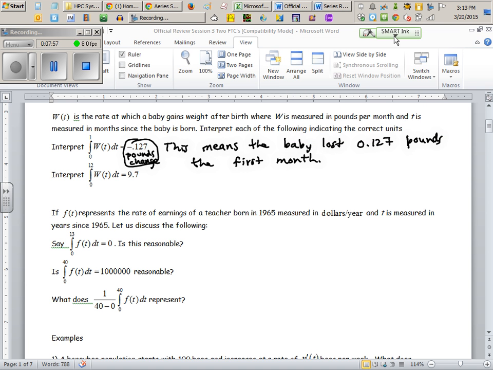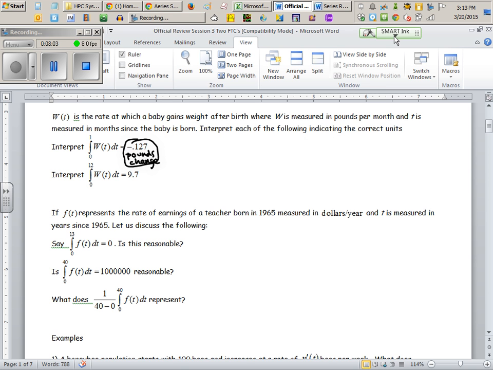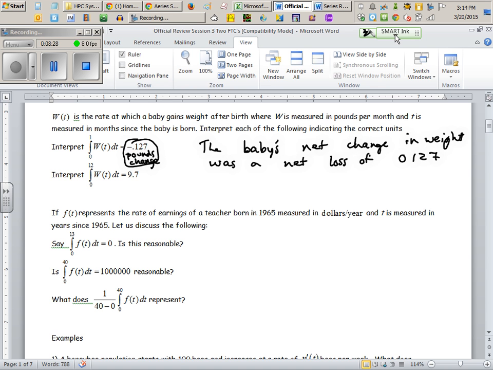So let's squeeze in a couple more words. Maybe the baby's net change in weight was a decrease of 0.127 pounds. Okay, and then the next one, what does that one mean? What do you guys think the next one means?